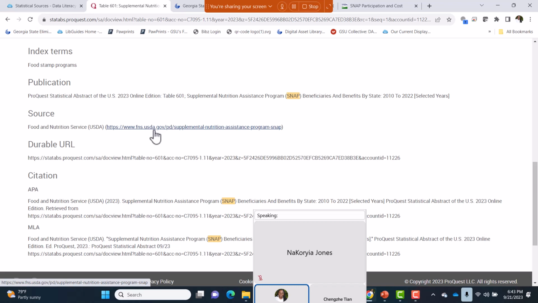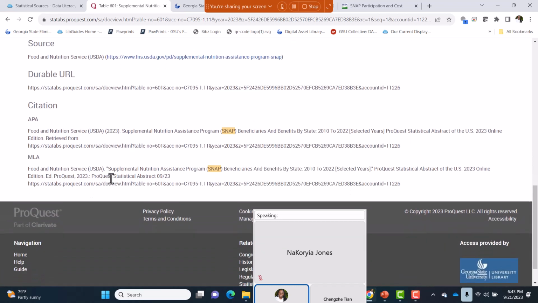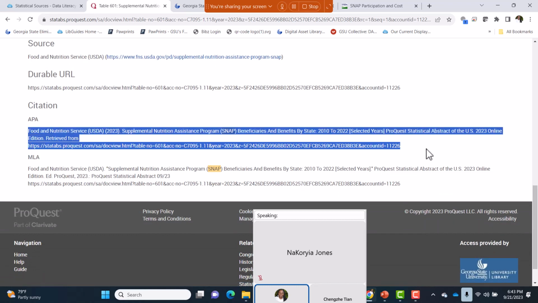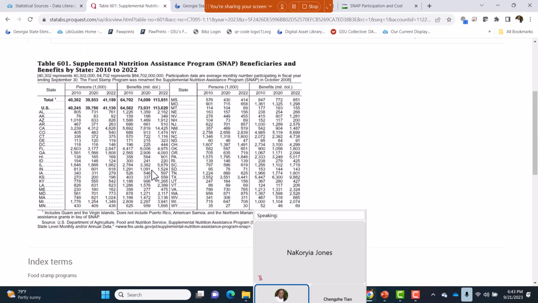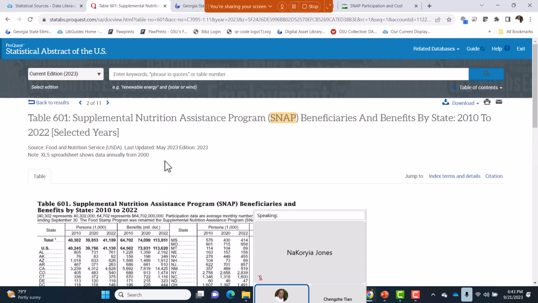Maybe there's a different analysis or a report for that area. But I like this because you can copy and paste the citation if you choose to use it in your paper. And this also has a download link here, and you can print. So this is Statistical Abstracts of the United States. And we'll probably come back here in a minute.